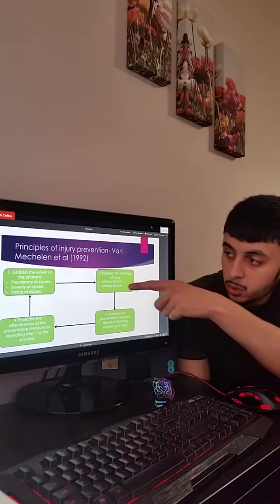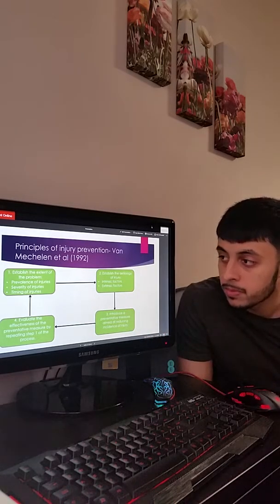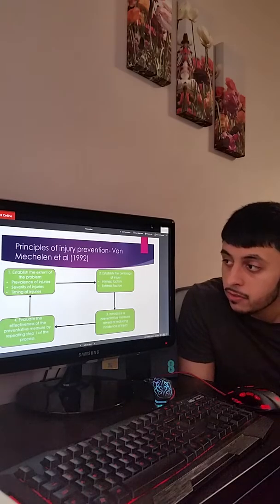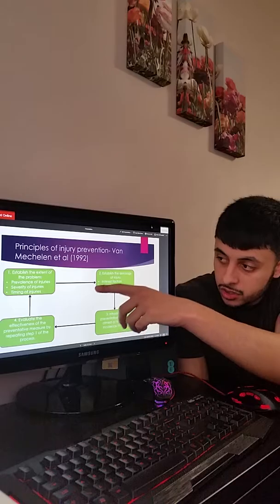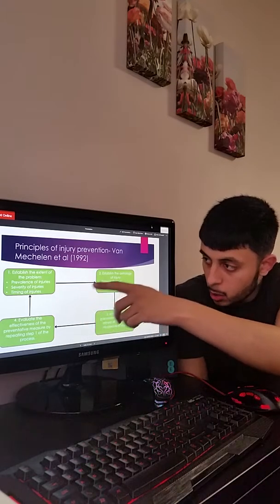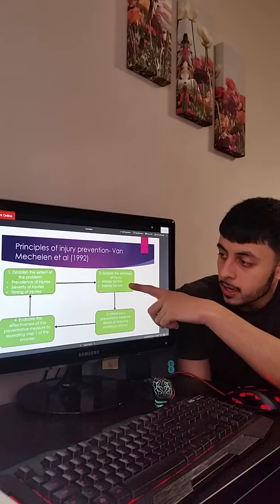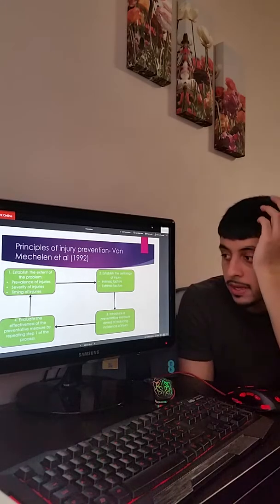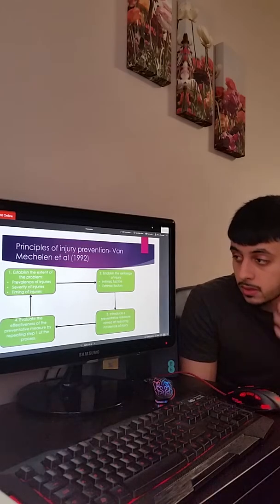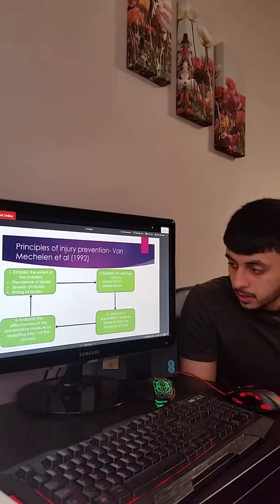So first of all, in stage 1 of the Van Mechelen model, you have to establish the extent of the problem, in which you have to establish the extent of the prevalence of the injury, the severity of the injury, and the timing of the injury. Once that has been done, you then go on to stage 2, in which you establish the etiology of the injury, in which there are two factors, one being intrinsic factor and one being extrinsic factor. Both of these factors are the root cause of the injury.